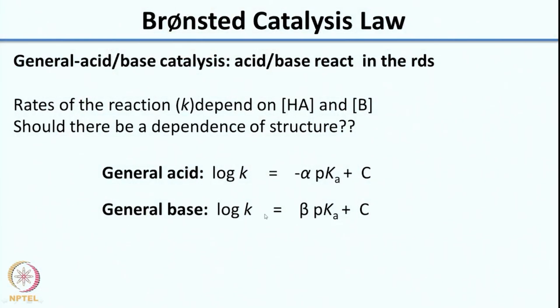Similarly, for a general base, log of k is given by beta pKa plus C, and both alpha and beta are called sensitivity constants. So, I want you to closely look at these equations. Now, if you notice, there is a negative sign in the case of general acid catalysis, whereas there is no negative sign for general base catalysis.